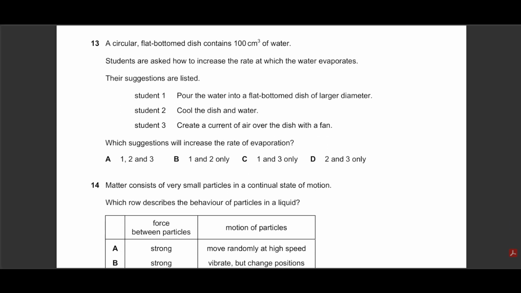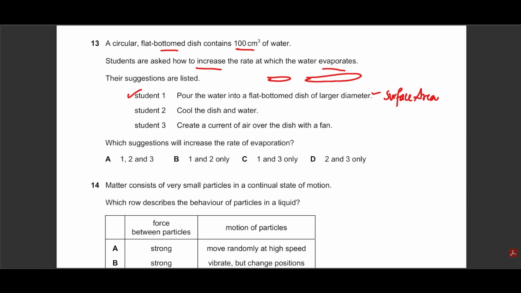Moving on, we have question number 13. It says a circular flat bottom dish contains 100 cm cube of water. He wants to know how to increase the rate of evaporation. A flat bottom dish of a large diameter. Yes, if you had a dish like this and you increased the diameter, you're primarily increasing the surface area. And if you increase the surface area, definitely the rate of evaporation increases.